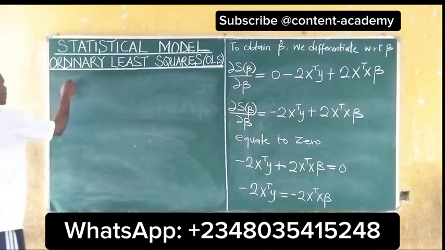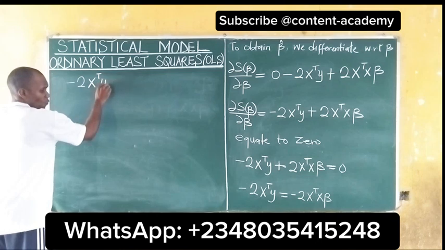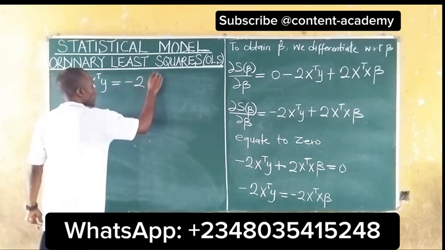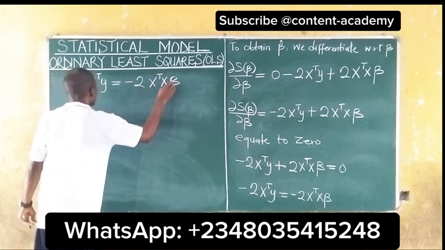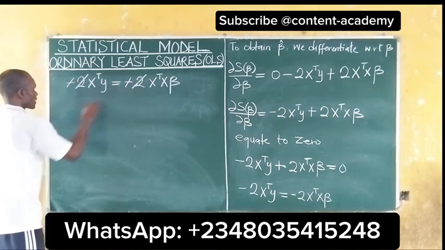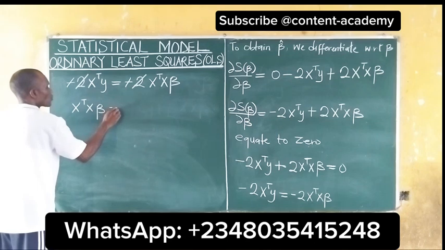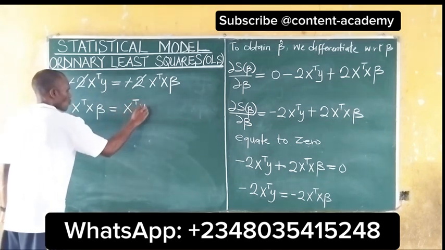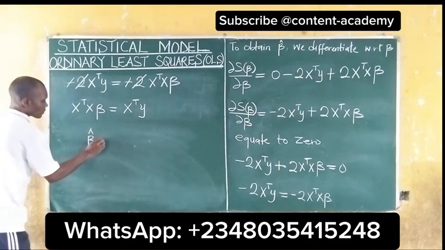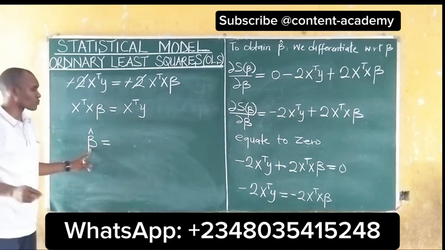So we can write what we got. We got 2X transpose y to be equal to 2X transpose X, then b. Of course, this will cancel this. This will also cancel this. So we can write it as X transpose X b to be equal to X transpose y. So making b the subject, B here becomes our estimate that minimizes the sum of squared errors.